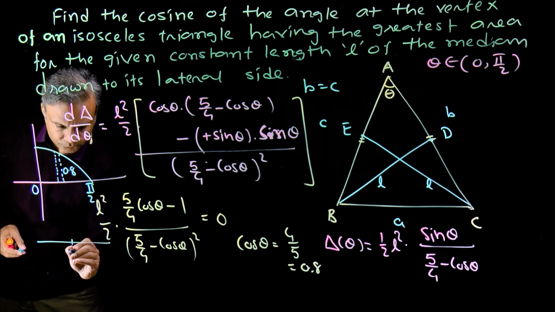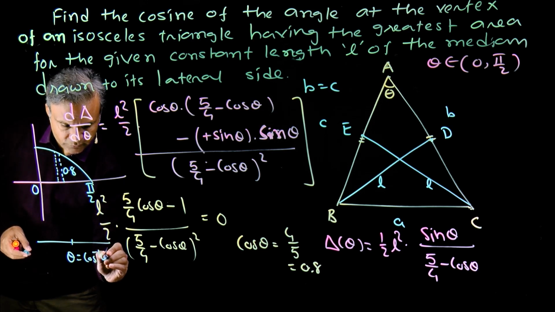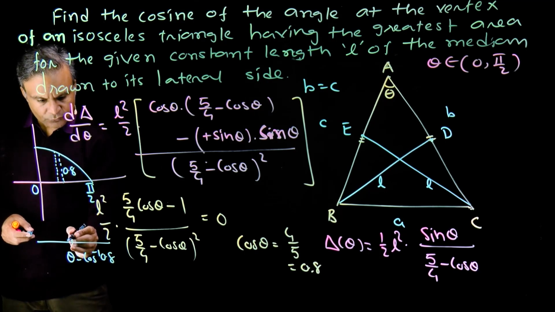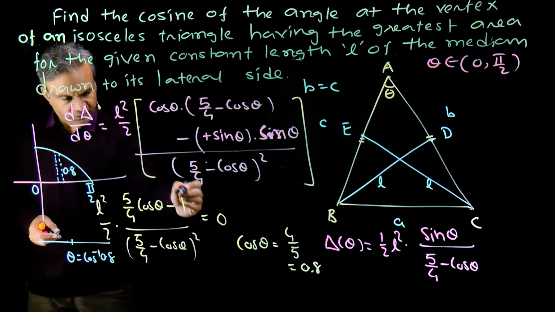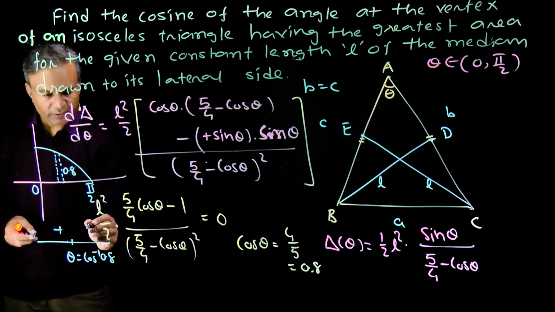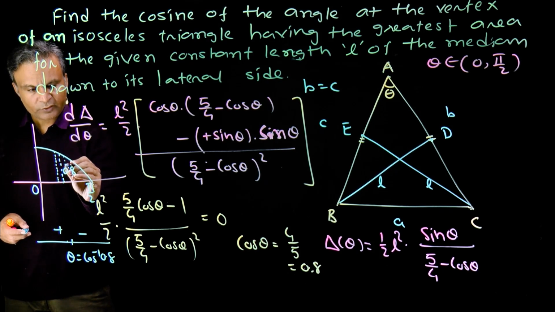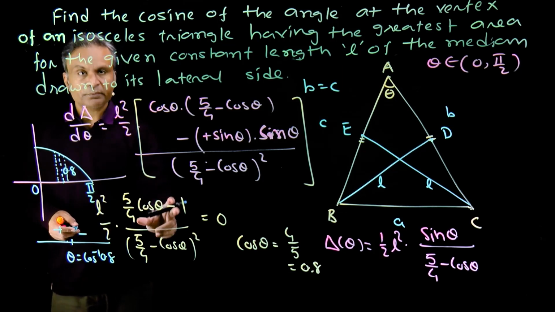Let's draw here the real number line. Theta is cos inverse 0.8. This angle is cos inverse 0.8. Just before this expression, this expression will be positive. And after this angle, this expression will be negative, because after this point, the value of cos theta will be less than 0.8, so this will be negative.